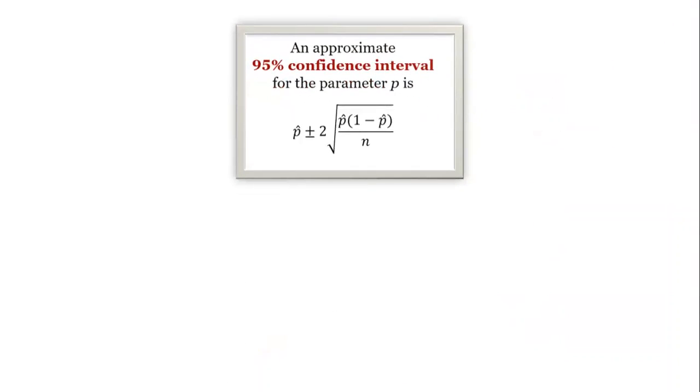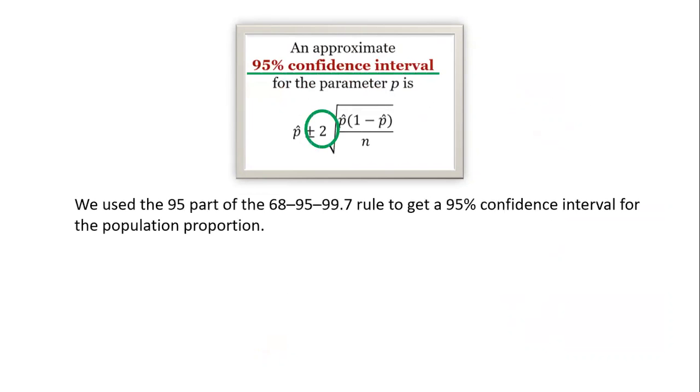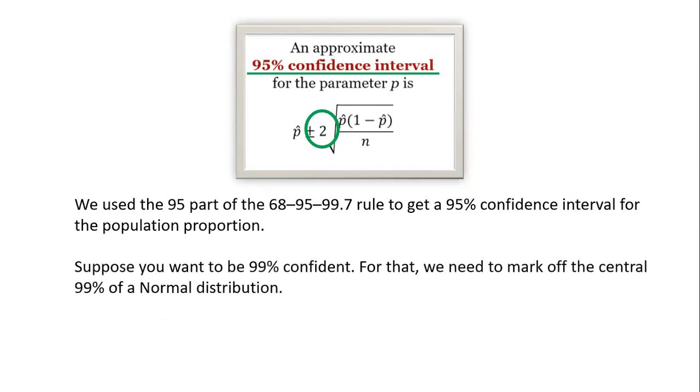So if you want to calculate a 95% confidence interval for P, that is the parameter, all we have at hand is P hat. It's P hat plus or minus 2 times the standard deviation, where we're substituting in P hat. That 2 comes from our 68, 95, 99.7 rule. Go 2 standard deviations up, 2 standard deviations down, you capture 95% of the area under the curve.